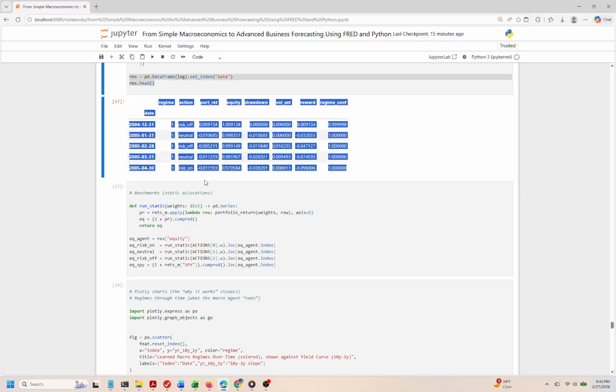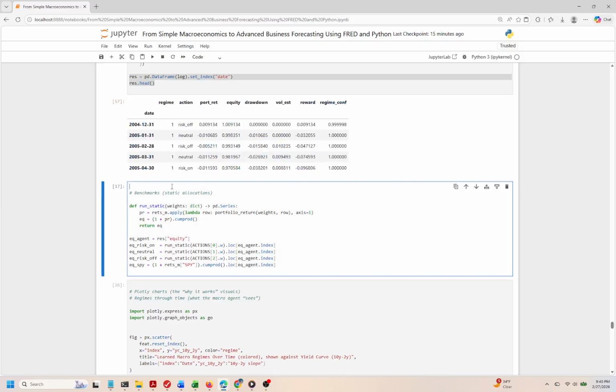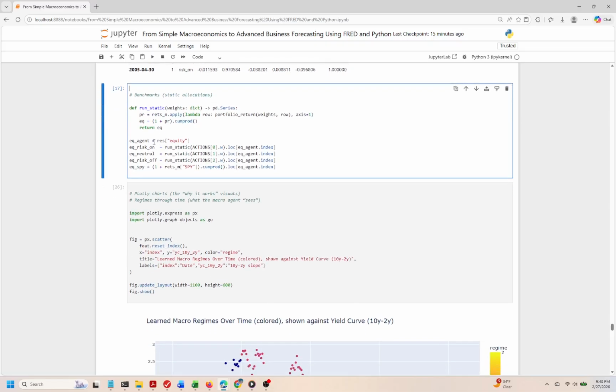Cell 29. In this code cell, we're examining the performance of various investment strategies through a benchmarking approach using static allocations. This is an essential step because it allows us to evaluate how different portfolio weights impact returns over time, helping us understand the effectiveness of our investment decisions.